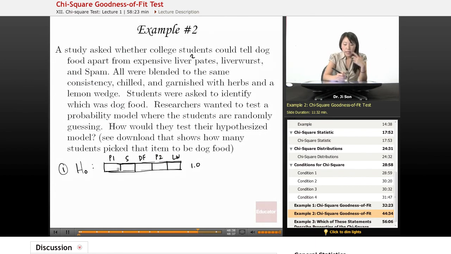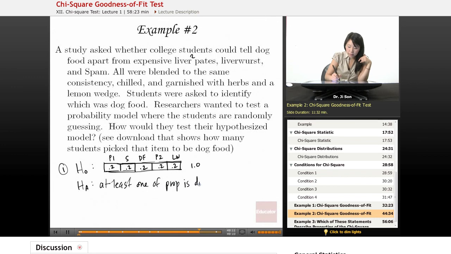And we're saying, look, the students are just guessing. They should have a 20% probability of each. Is this the right proportions for this sample? Is the sample going to sort of match this or be very different from this? The alternative is that at least one of the real proportions is different from predicted.